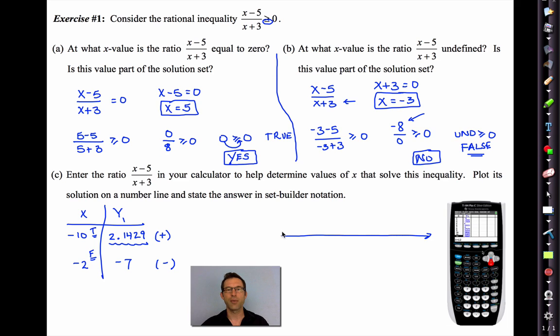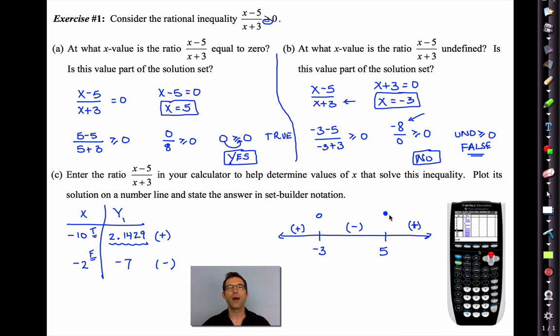So I'm going to draw a little number line to really summarize everything that I just saw in my graphing calculator's table. I'm going to mark that -3, and I'm going to mark that 5. I'm not going to put anything else on this number line. Please don't. I'm going to put an open circle at -3 because the expression is undefined there, and I'm going to put a closed circle at 5 because I know it's part of the solution set. What I saw was that all the outputs were positive for numbers that were less than -3. The output was all negative when the numbers were between -3 and 5. And the outputs were all positive when the x values were greater than 5.